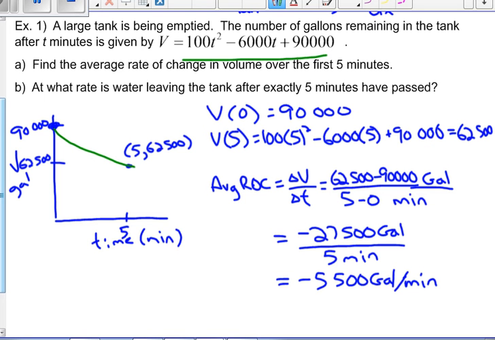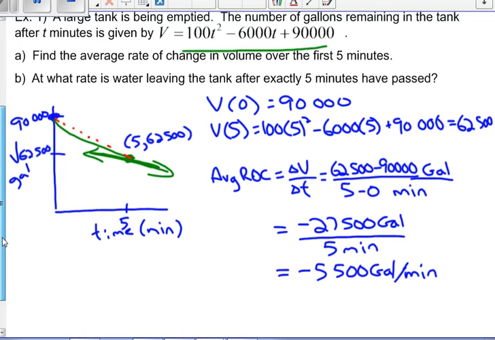So if we want the exact rate of change when time is 5, really we're looking for the slope of the tangent at that point, which is going to be different from what we found. What we found was the slope of the secant. Okay, so we suspect that it'll probably be a slightly lower rate of change. Let's figure out what it is.